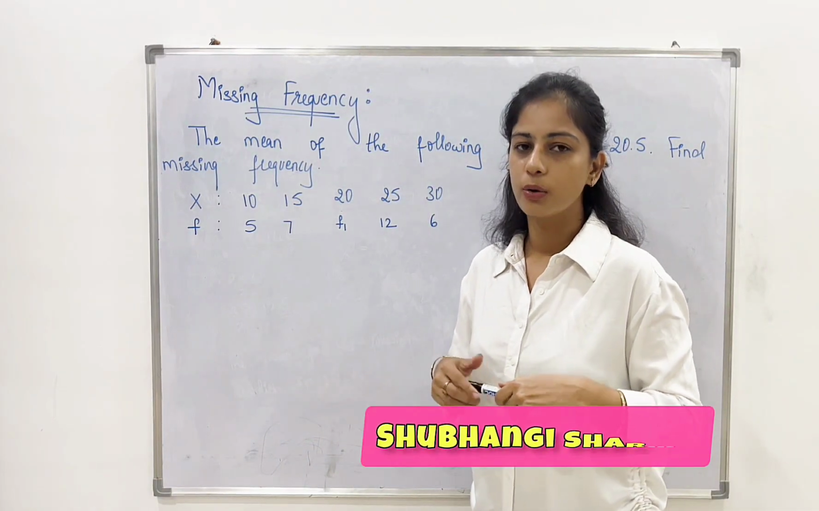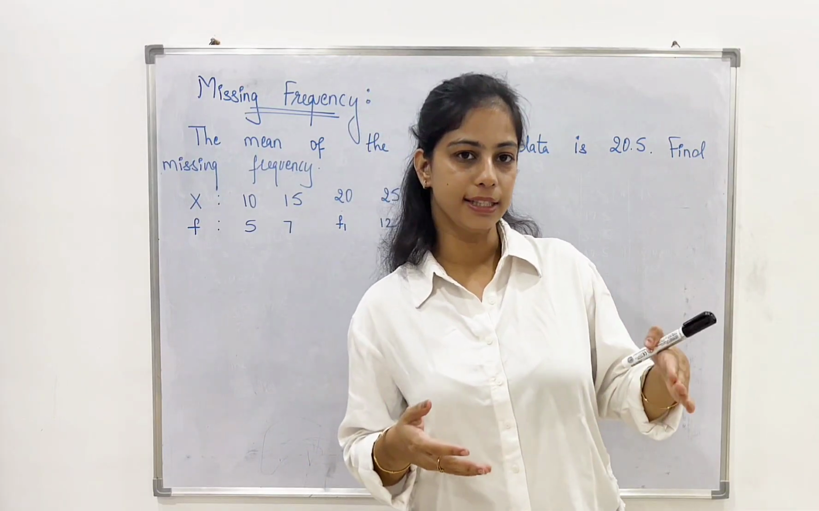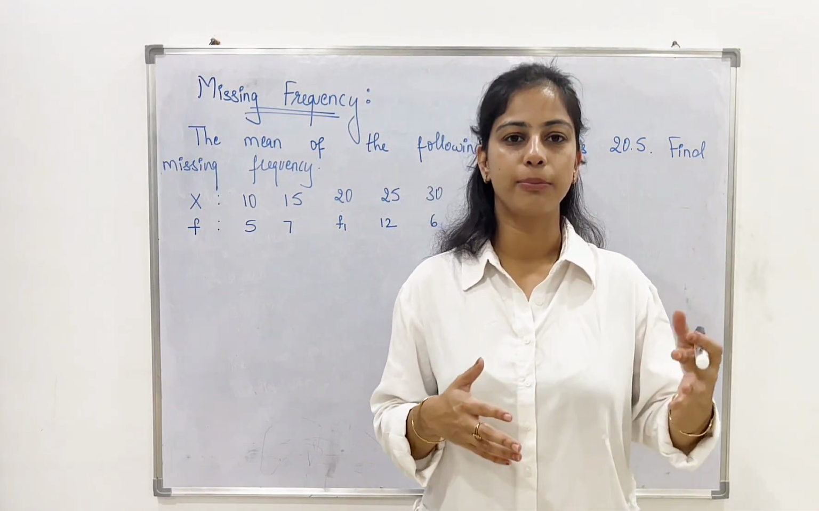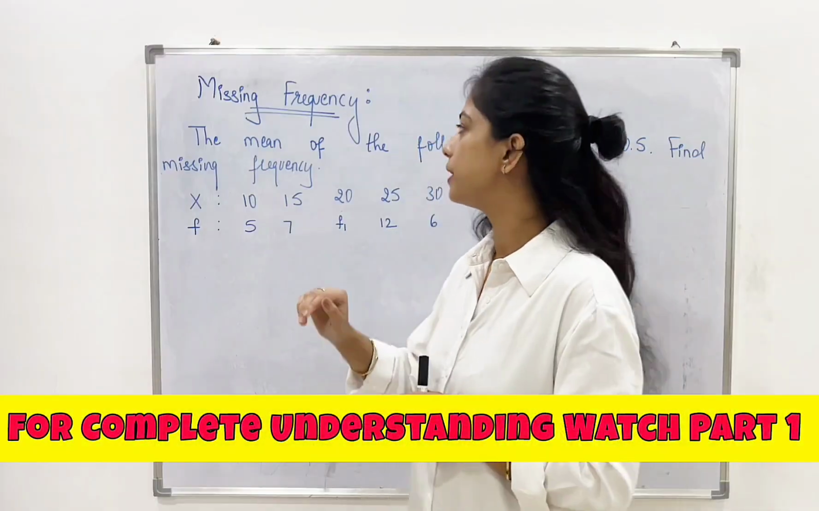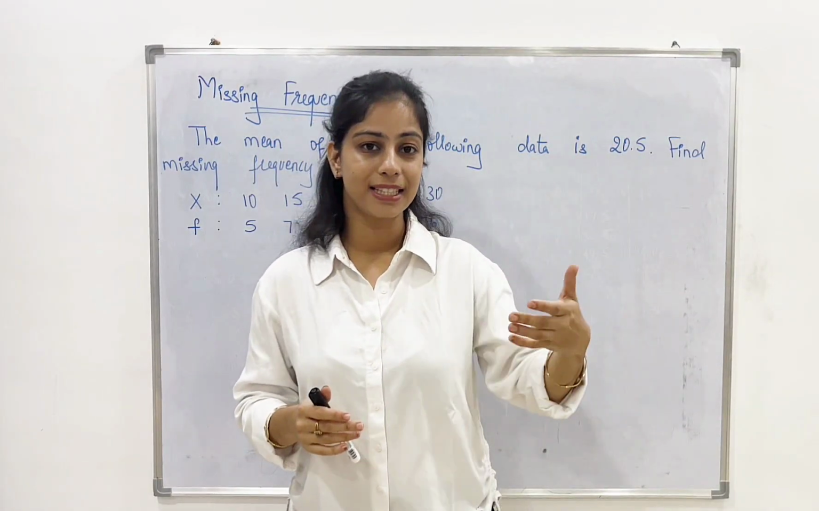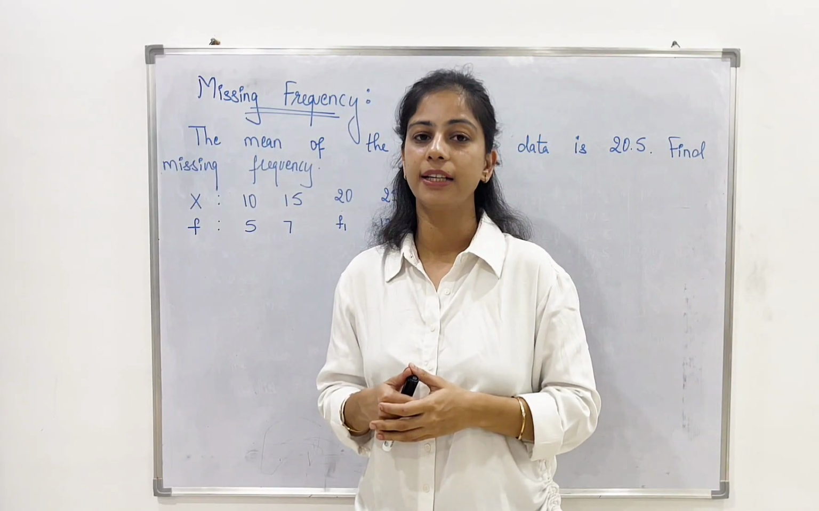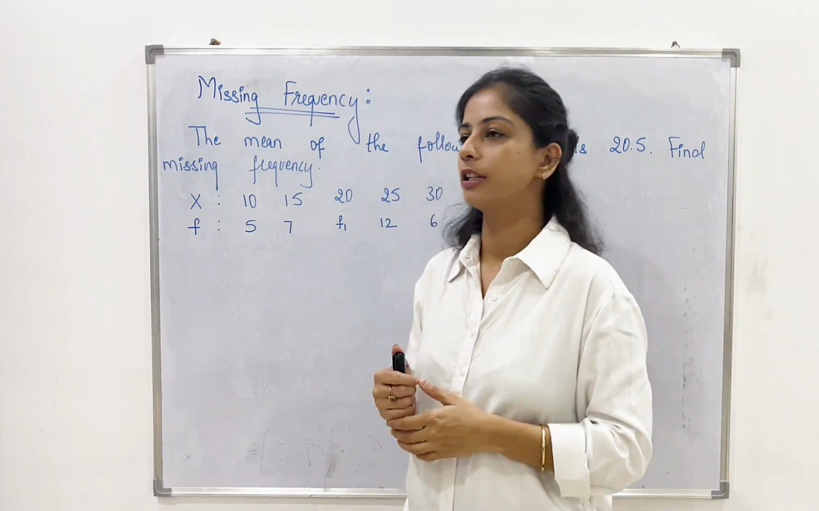So today we are going to do the continuation of arithmetic mean. Let us see the different cases of arithmetic mean, the different types of questions. The first one is based on missing frequency. What if any frequency is missed in the question given to us? How will we find that frequency with the help of arithmetic mean?